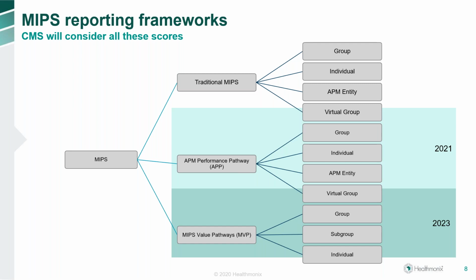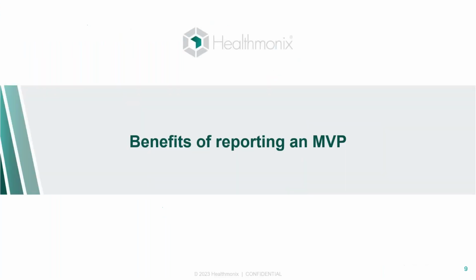Through traditional MIPS, you have all those options: group, individual, APM entity, as well as virtual group to report as. You can see what it is for the APP. Currently, it's only open for ACOs to report at this point, but they will be expanding that as we move along. And then with MVPs, you have the options of group, subgroup, and individual for reporting. You can't combine like you can with traditional MIPS through an APM entity or a virtual group as of right now, but those will change, I'm sure.